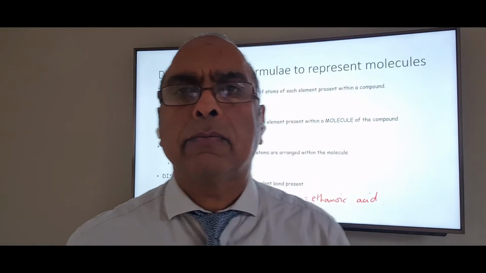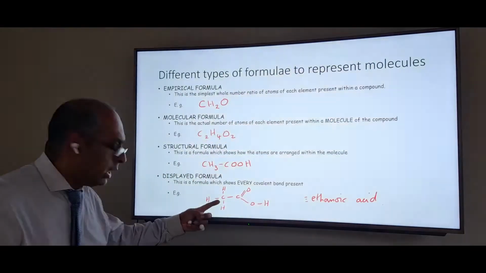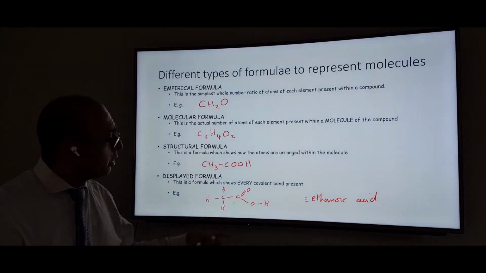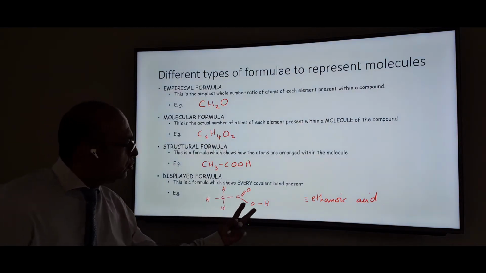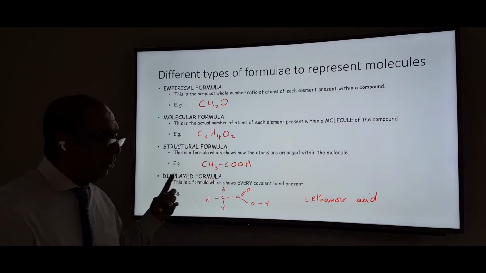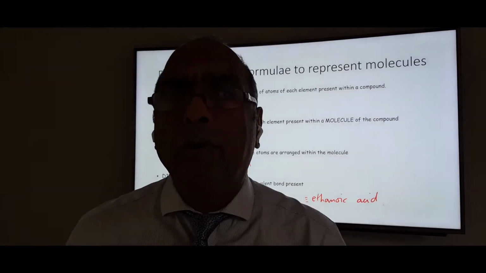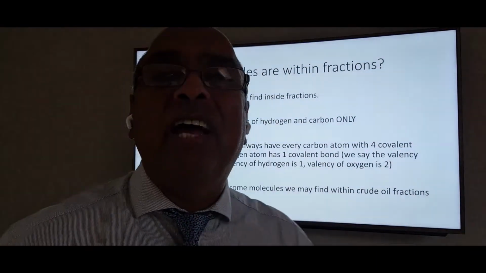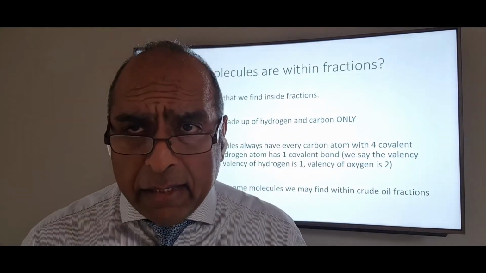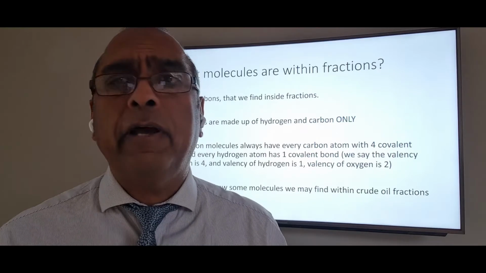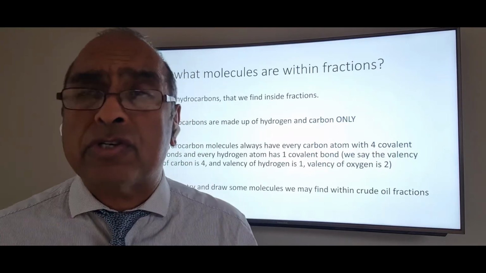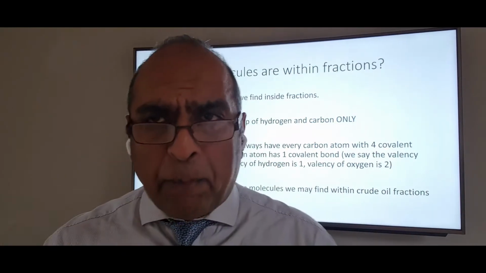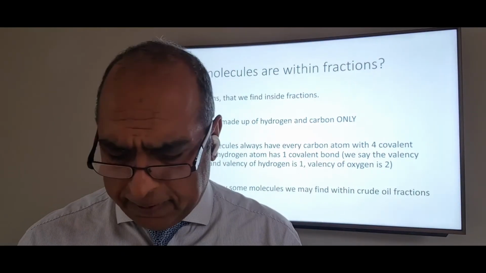Let's go back. Look, carbon, it's got 4 bonds. Oxygen, 2 bonds. Every hydrogen, 1 bond. So these number of bonds are what we call valencies. And the valencies of carbon are 4, valency of hydrogen is 1, valency of oxygen is 2, and valency is the number of bonds that something will form.